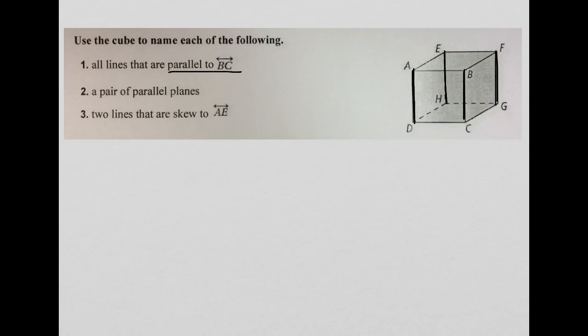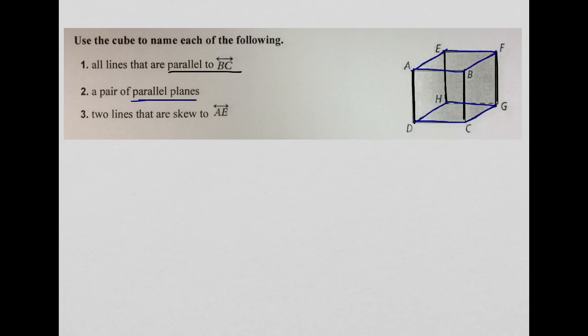Now we want to find a pair of parallel planes. We have a couple of different options here. We actually have 3 different pairs that we could look at. First, we could look at plane AEFB and plane DHGC. So those would be some parallel planes.